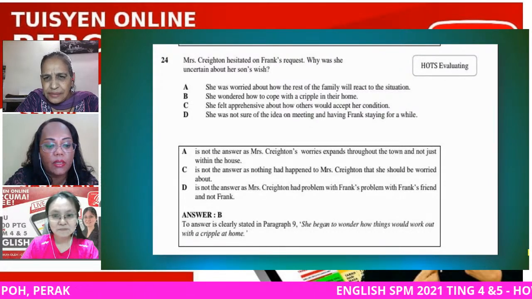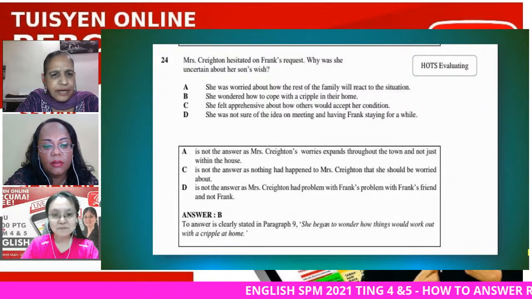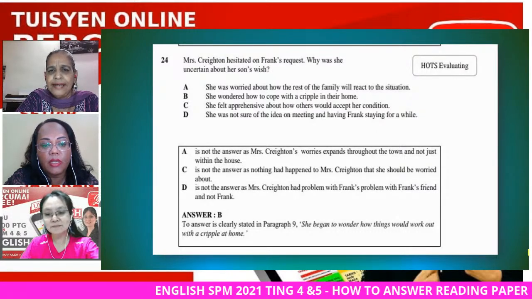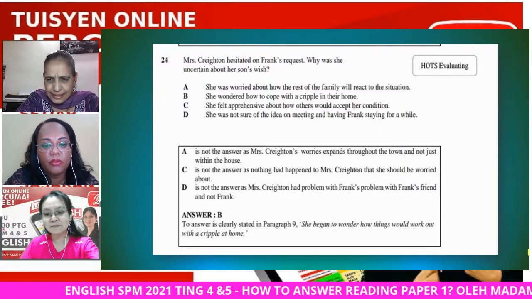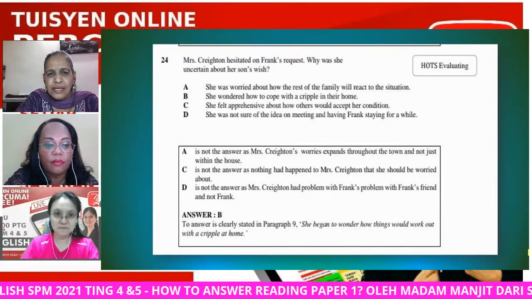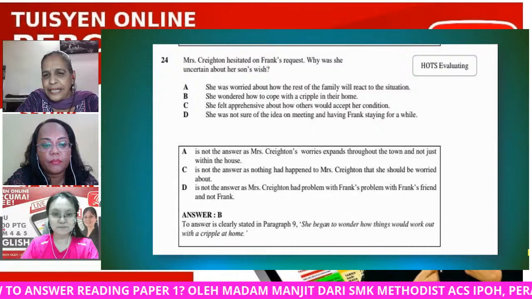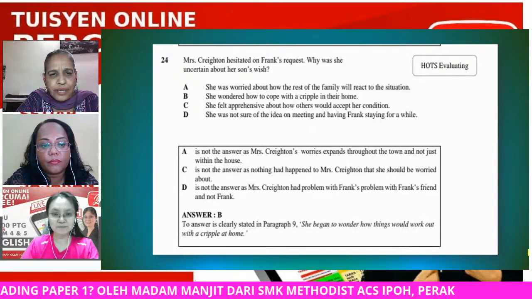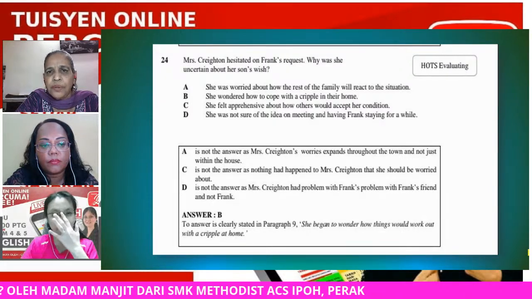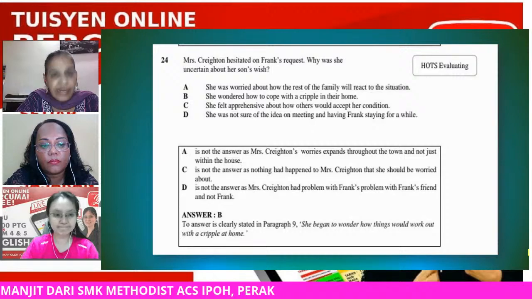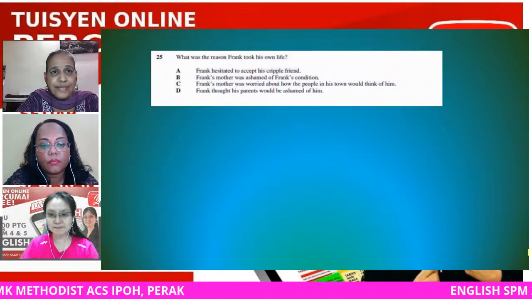She began to wonder how things will work out with a cripple at home. Okay, paragraph 9. From that we can show that you can get the answer from the text itself. Okay, correct, true. Paragraph 9, students: she began to wonder how things will work out with a cripple at home. All right, students, let's continue with the next 2 questions.